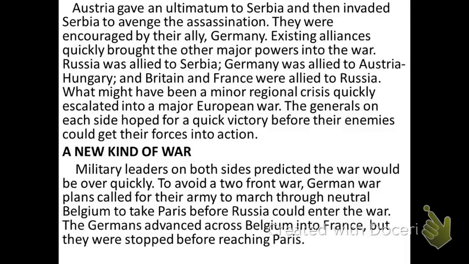Austria, and again, keep in mind he was a member of the Austrian royal family, gave Serbia an ultimatum, and they basically said, you will either give us the people responsible for the death of the Archduke Franz Ferdinand or else. And when Serbia said no, then the Austrians invaded Serbia to avenge the assassination. Again, this is where the alliance system sort of kicks in.